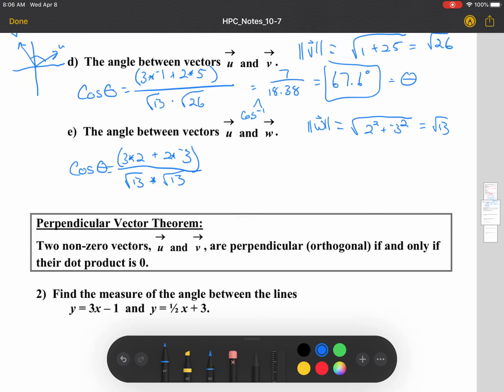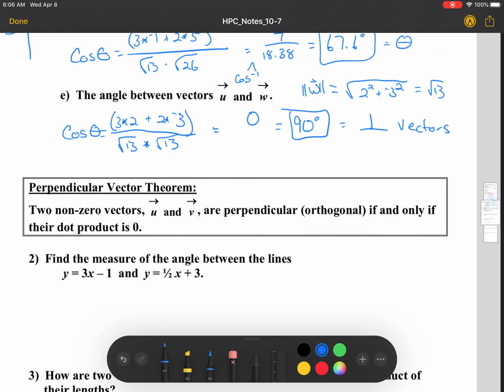Okay, so from here, when we start evaluating, I just always start at the top. Notice we get a 0 in the numerator, right? We get 6 plus -6, which gives us 0. So that means our whole thing is 0. When we take the inverse cosine of 0, something hopefully you guys have memorized, you get 90 degrees. And if something is 90 degrees apart, we say it's perpendicular. So we have perpendicular vectors right here.